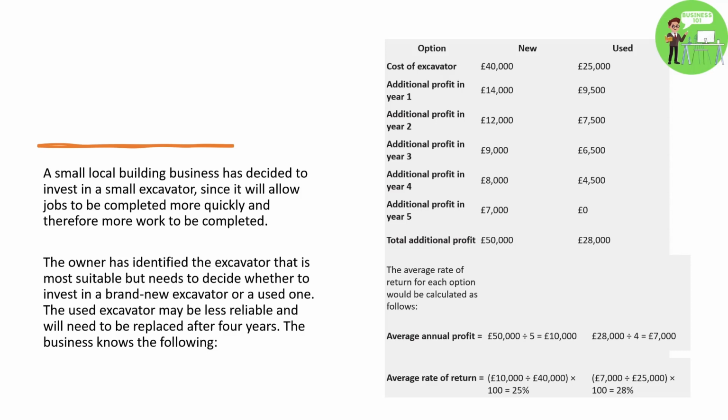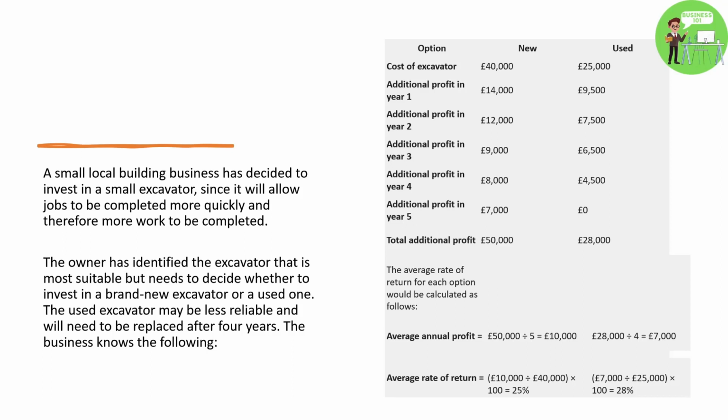Then we go to calculate our average rate of return now that we have these figures, and to do that we take the £10,000 and divide that by the £40,000 cost of the excavator, and then times that by 100 to get a percentage, and that gives us a 25% ARR.